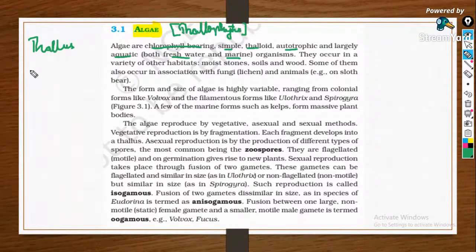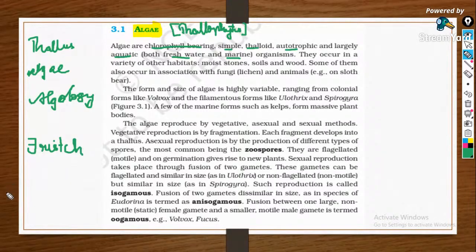Thallophytes are also known as what? Algae. Thallophytes are also known as algae, and the study of algae is known as algology. The father of algology, the father of the study of algae, is Fritsch.